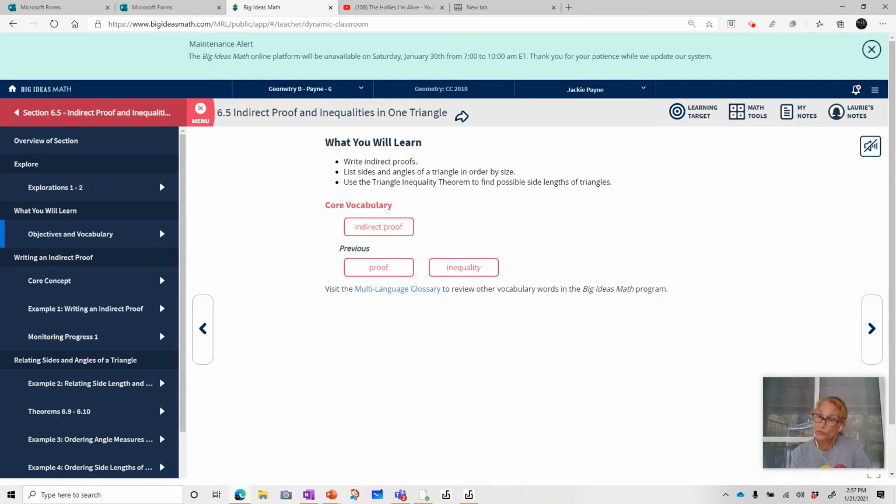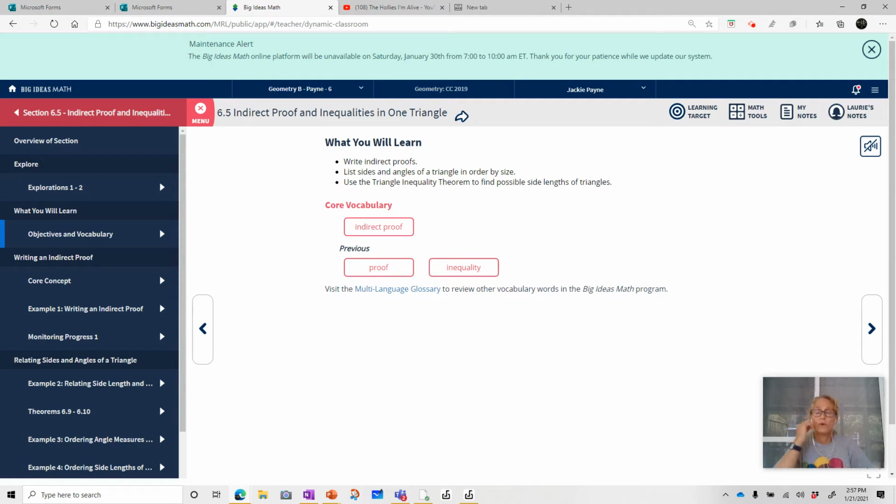So in 6.4, we did the mid-segment theorem. Now we're going to talk about inequalities, so how the angles and sides relate to each other within a triangle. As you can see, the core vocabulary is indirect proof. Also, you should have already known the word proof. We've gone over them all year. And then inequality means not equal.